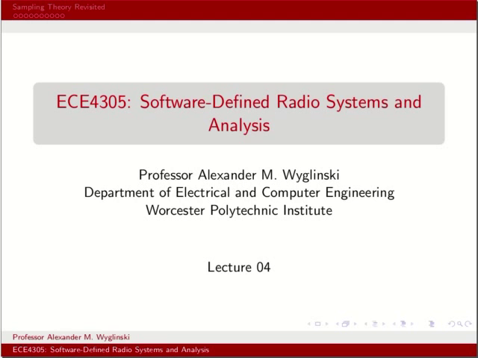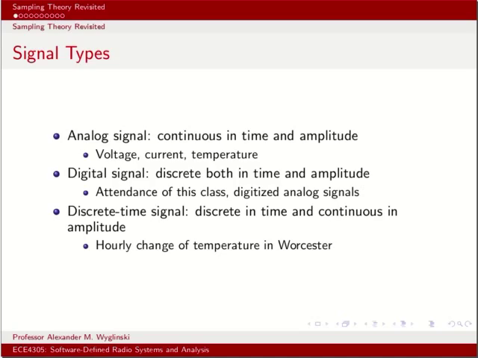So we can summarize the variety of different types of signals out there into three basic categories. There are analog signals, which possess a continuum of time and amplitude values, such as voltage, current, and temperature readings. There are digital signals that are discrete valued in both the time and amplitude domains, such as number of students within a class, or a signal that has been converted into a digital representation with a finite number of amplitude values at a finite number of time instances. Finally, there's something called discrete time signals, which possess discrete time instances of values, but those values can assume a continuum of possible numbers. So for instance, the hourly change in temperature in the city of Worcester.